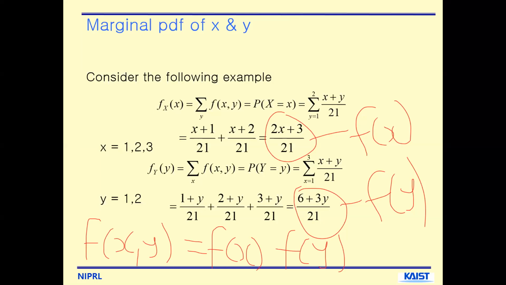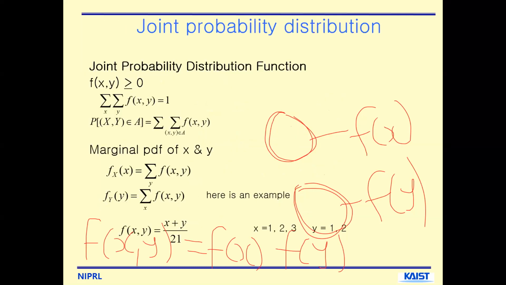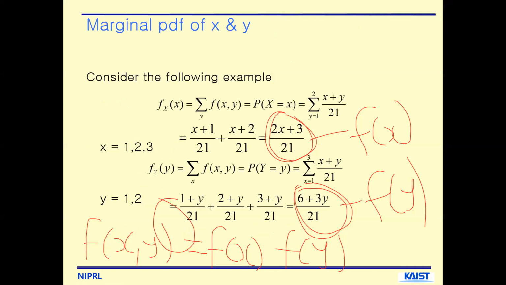Which means if you multiply this guy by this guy, does it give the same result as this guy here? If I multiply f of x by f of y, does it give exactly the same result as the joint? If it does, that is the only condition for you to conclude that x and y are independent. Otherwise, x and y are not independent, which means they depend on each other. Now you know how to figure out the marginal from a given joint discrete probability mass function.